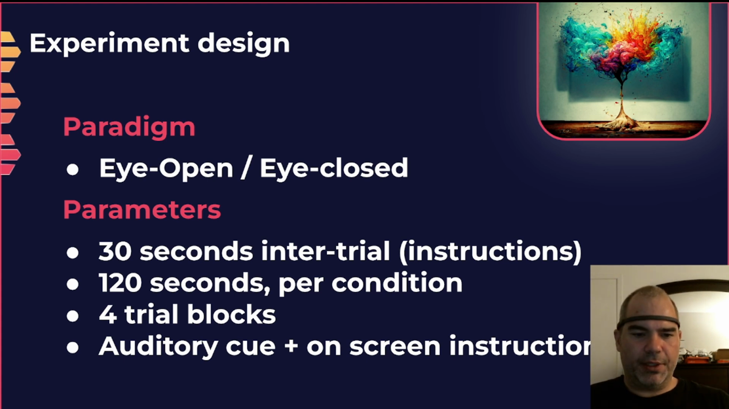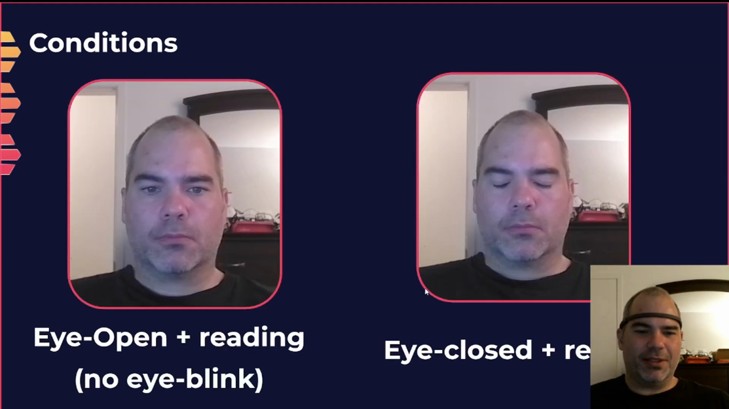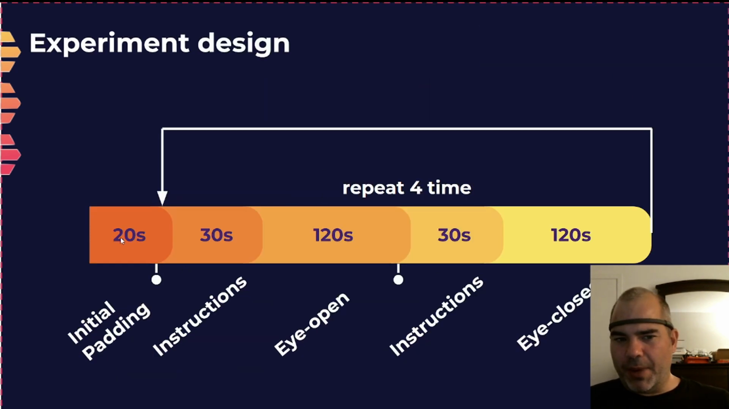Okay, so all this together, what does it mean? Let's roll back, but basically this is the timeline of the experiment. We'll start with initial padding just to let the signal settle. There's going to be 30 seconds instruction, eyes open 120 seconds, 30 seconds instruction, 120 seconds eyes closed, and then we repeat this loop 4 times.